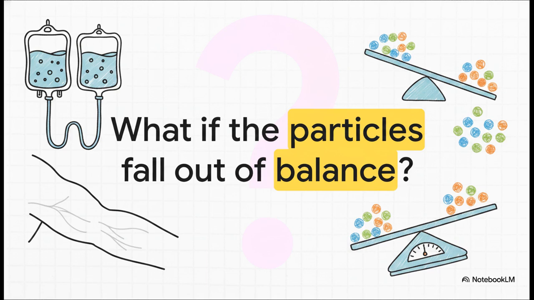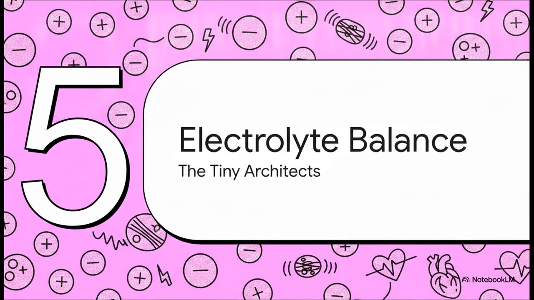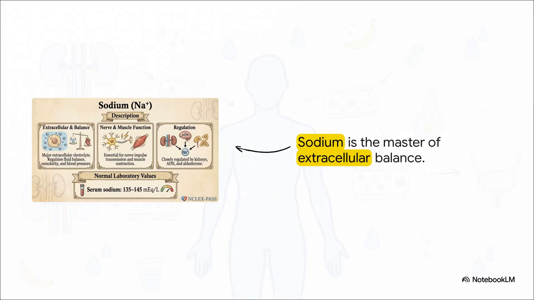So we've mastered the fluids, and we've mastered how to safely deliver them into the veins. But let's pause for a second and ask a critical question. What actually happens when the particles suspended inside the fluid fall out of balance? That brings us to Section 5, electrolyte balance and imbalance. This completely pivots our focus to the tiny, electrically charged architects of our biology, electrolytes. These little ions dictate how our nerves fire, how our muscles contract, and how our hearts beat.